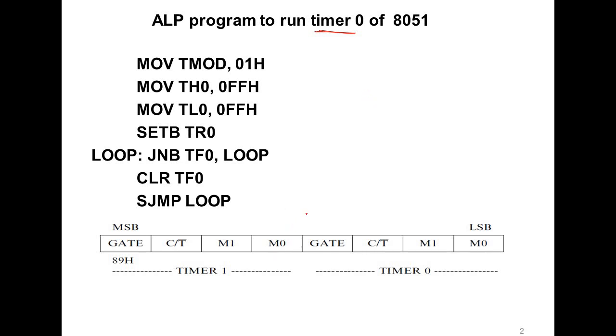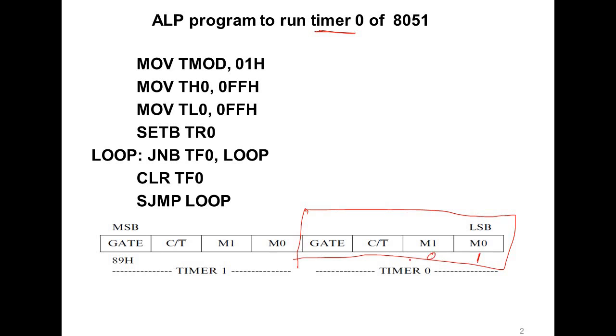The timer mode register is for both timers. This portion is for timer 0, so we have to concentrate only on this portion. In this we need to select any one mode. There are 4 modes in timer 0, so we can choose any one. Let us assume I am choosing the first mode, timer mode 1. Mode 1 means this should be 1; the first mode will be 0 0, which is mode 0.